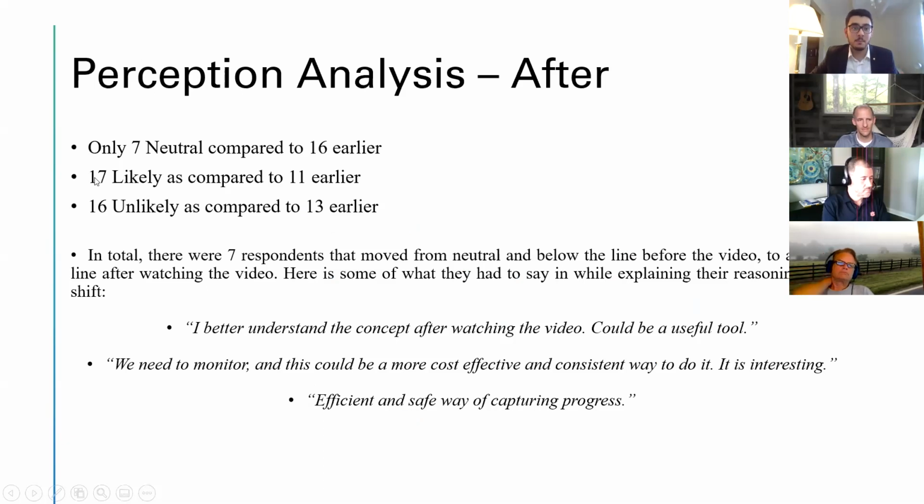To understand what this meant, there are only 7 neutral now after watching the video, as compared to the 16 earlier. People made up their minds: 17 likely as compared to the 11 earlier, and 16 unlikely to use this concept for automation as compared to the 13 earlier. In total, there were 7 respondents that moved from neutral and below the line, unlikely before watching the video, to above the line, so their perception changed.